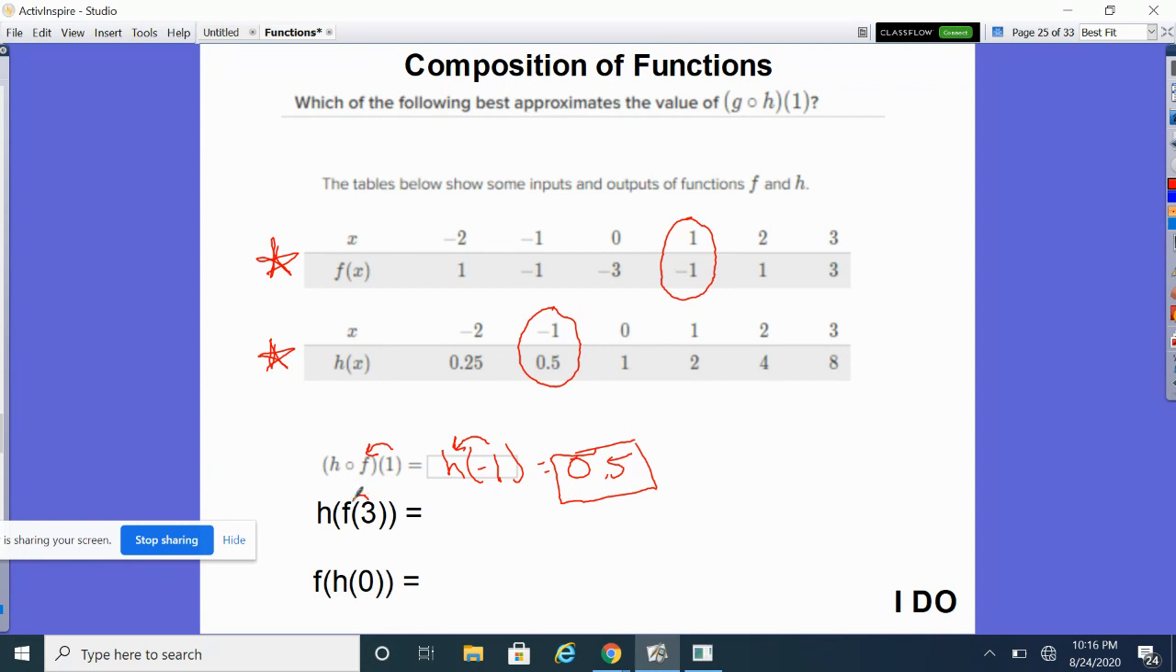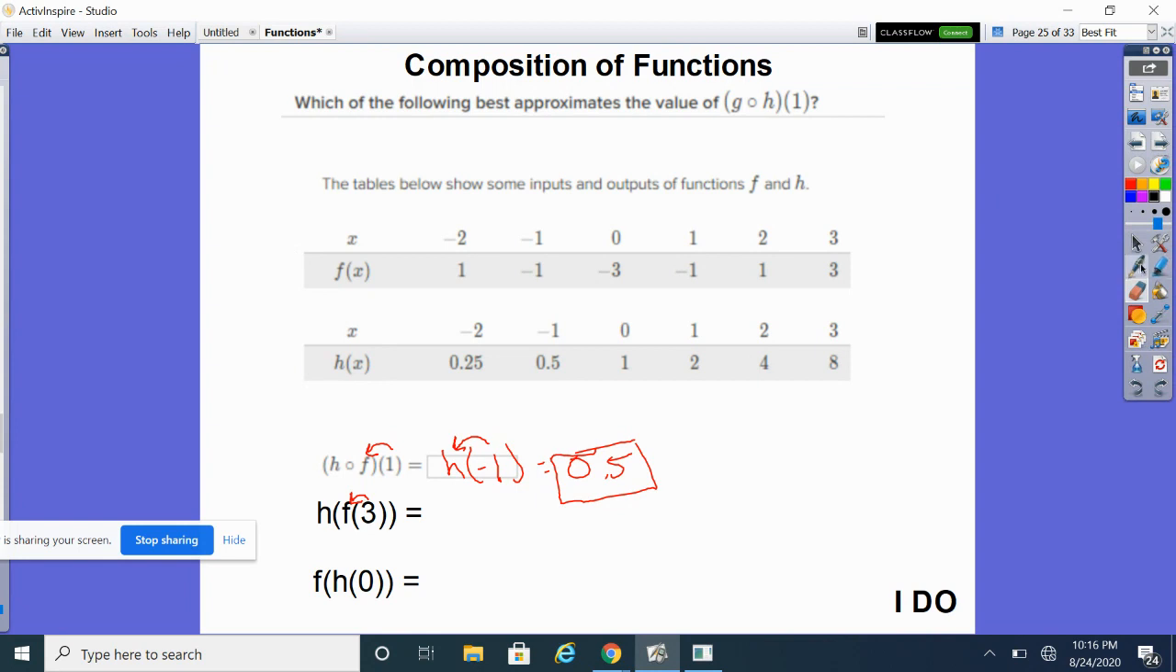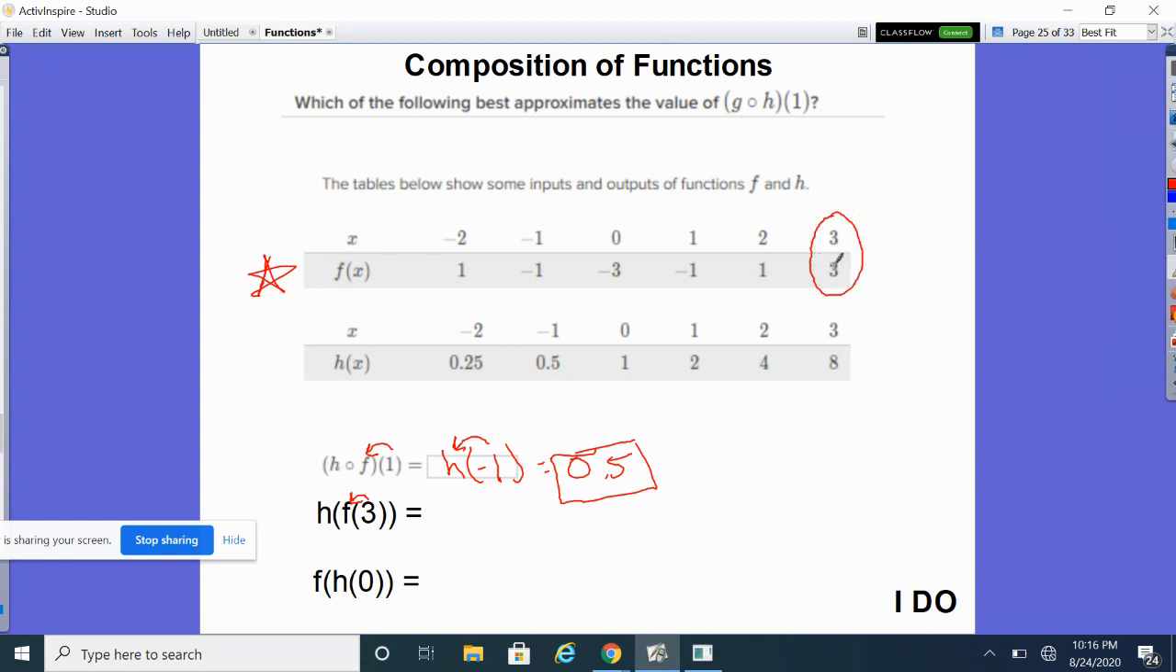Go find 3 on the f table. What's it paired up with? There's f. There's 3. Wow, it's still 3. 3 and 3. All right, so this turned into h of 3 now. Go find 3 on the h table. What's it paired up with? There's the h table. X is equal to 3 there. Looks like our answer is 8.